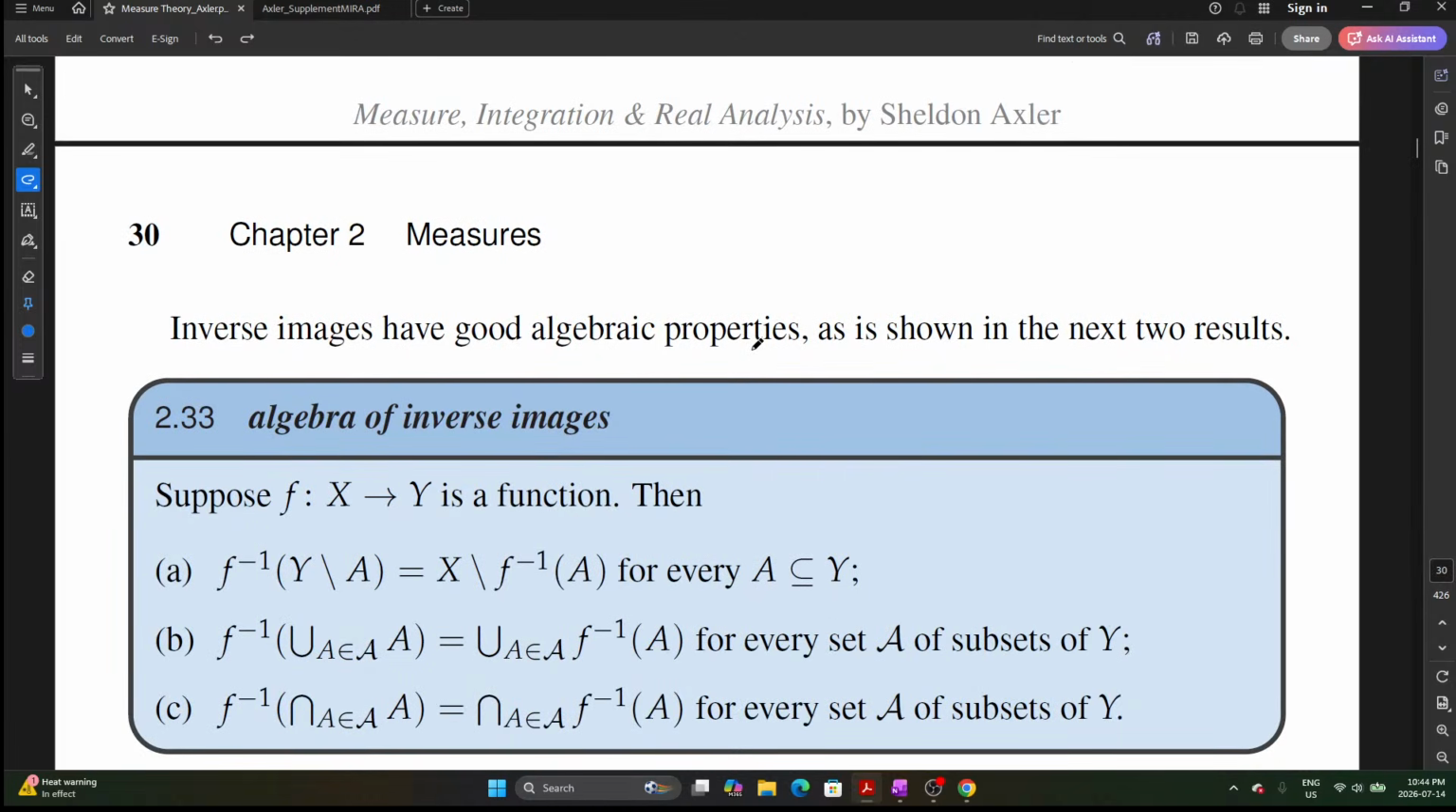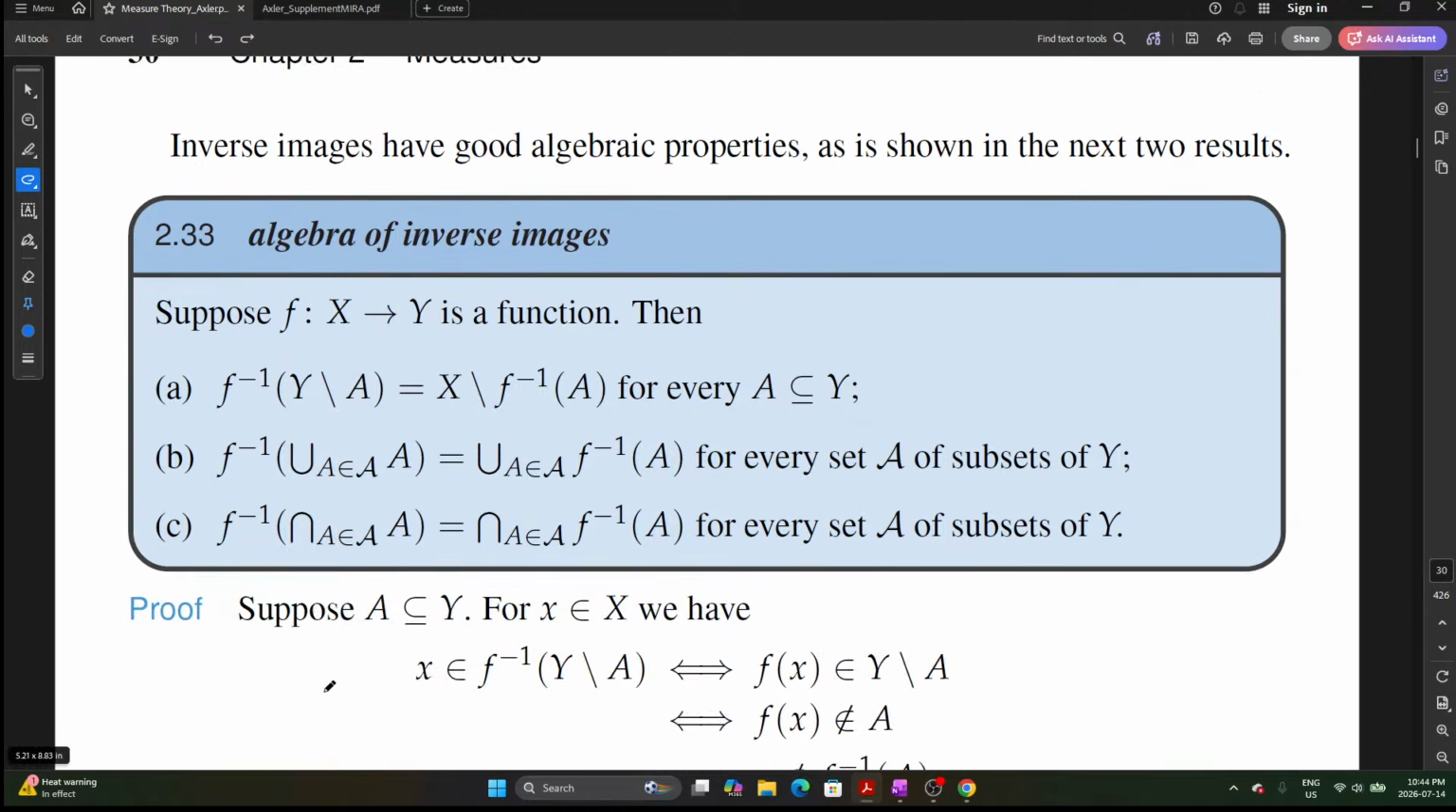Next up we have algebras of inverse images. These are once again very attractive properties of inverse images. Inverse images have good algebraic properties, as shown in the next two results. Basically the idea is that common set operations, complement, union, intersection, and actually arbitrary union and arbitrary intersection, commute with f inverse. So this is super nice. In general, this sort of commutativity does not work for images, but it works for inverse images.